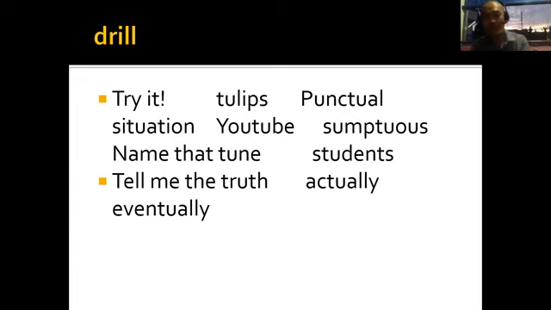So the T here, when it's followed by an R, it's sounded as a CH sound. So try it. Situation. When T is followed by a U sound. Situ. You don't say situation or try it. So we say situation. Name that tune. Tell me the truth. Eventually. Tulips. YouTube. Punctual. Sumptuous. Students. Actually. Okay, but there are other options for words like YouTube. YouTube could be pronounced as YouTube. Tune could be pronounced as tune. But usually the T that's sounded as a CH is pronounced as CH when it's followed by U.